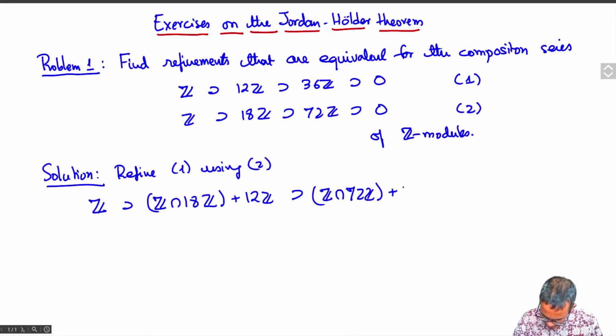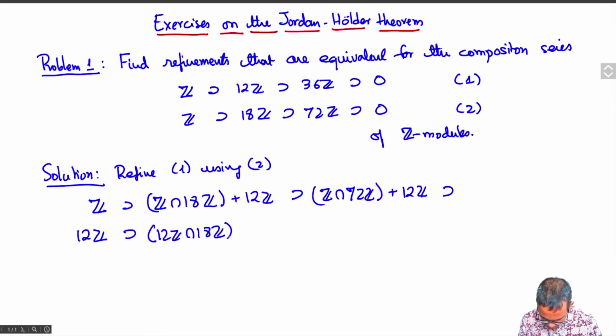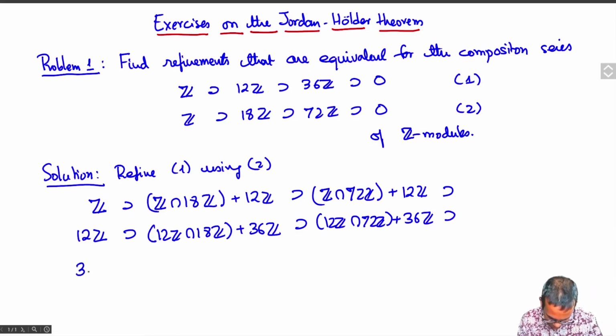And the next thing in between is Z intersect 72Z plus 12Z once again. Then the last thing is Z intersect 18Z plus 0, which is just Z intersect 18Z. I'll write that on the next slide. Z intersect 0 plus 12Z is just 12Z. Now we go down and find terms between 12Z and 36Z, again using Z, 18Z and 72Z. So I take 12Z intersect 18Z plus 36Z, and then 12Z intersect 72Z plus 36Z, and then I get 36Z.